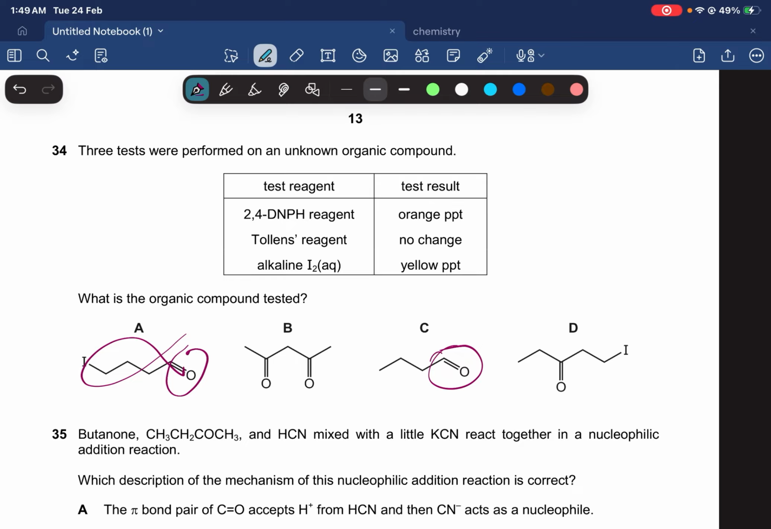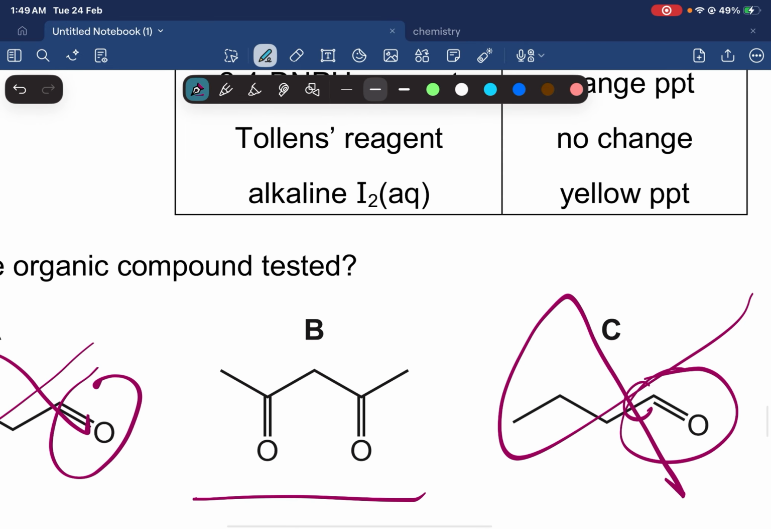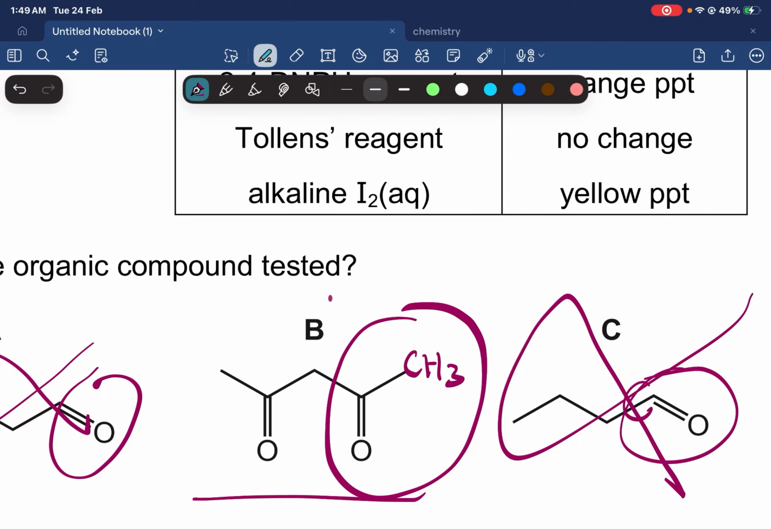C double bond O, and then there must be an H, so cross. So this and this. Now, alkaline I2 gives a yellow PPT. Over here, you can see there's a CH3. So this group can give you yellow PPT. So it's option number B.